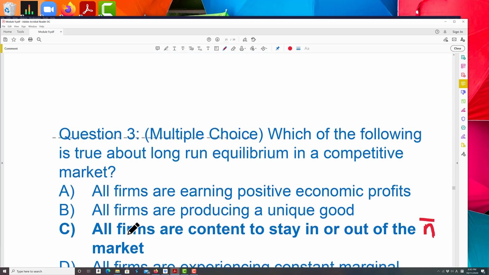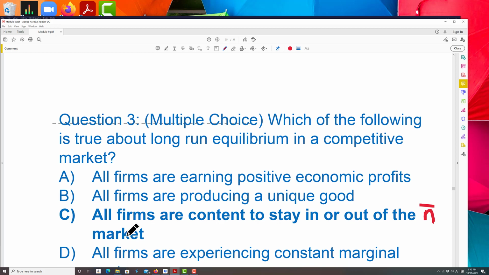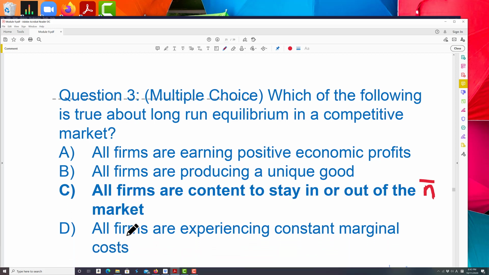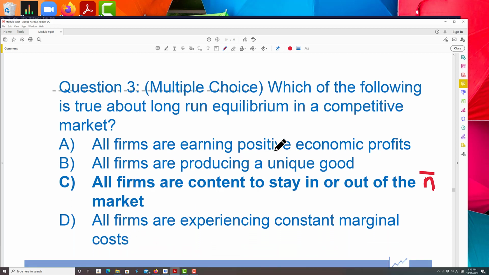Okay, here is a question. Which of the following is true about the long-run equilibrium in a competitive market? All firms are earning positive economic profit? No. All firms are producing a unique good? Not necessarily. They are all producing homogeneous products. All firms are content to stay in or out of the market. Yes, that's true. The number of firms is stable.